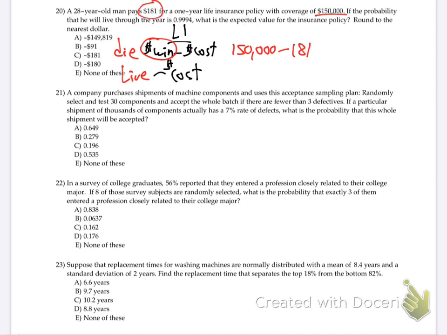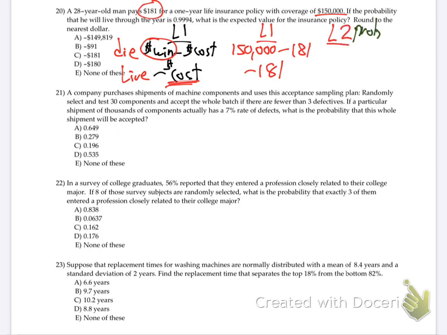$181, huh? So just put that in L1 as the first blank, and the second blank is just minus 181 because that's what's going to cost you financially if you live through the year. So we're just basically saying, look, if you die during the year, what's going to happen to your bank account? You'll gain 150, but you lost $181 by the policy. Whereas if you live through the year, you're just going to lose $181. That's why it's negative. And then L2 has the probabilities of those things.